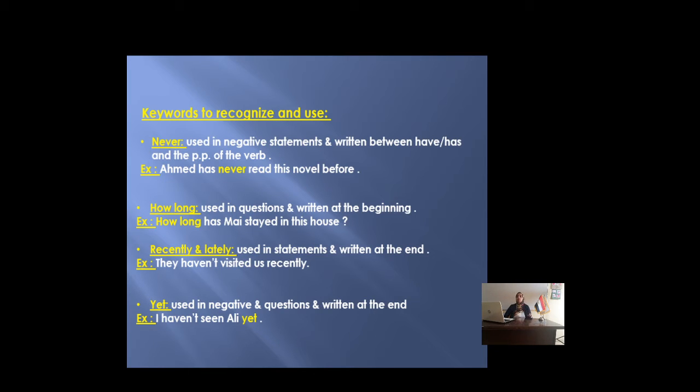We have how long. This is a very cheerful one. Why? Because it always comes at the beginning of the sentence. It's for questions and it comes at the beginning of the sentence. That's why it's so happy all the time. How long is used in questions and written at the beginning. How long has May stayed in this house? For example, how long have you been here? I have been here for 3 weeks or 3 days. We have recently and lately. Most of the time they come at the end of the sentence.